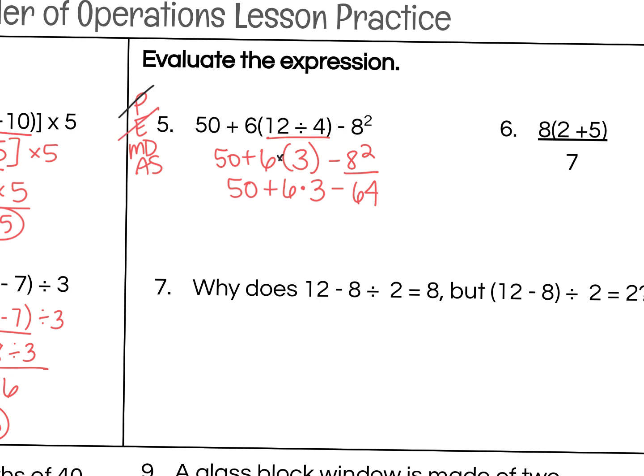Now I've got to multiply and divide from left to right. Do I have any multiplication or division? Yes, right here. 6 times 3, which is 18. Bring everything else down. Do I have any other multiplication or division? Nope, so I cross that off. Now I'm left with adding and subtracting from left to right. So 50 plus 18, 68. And then last but not least, minus 64 is 4. And again, it makes that nice funnel shape or the slice of pizza shape.